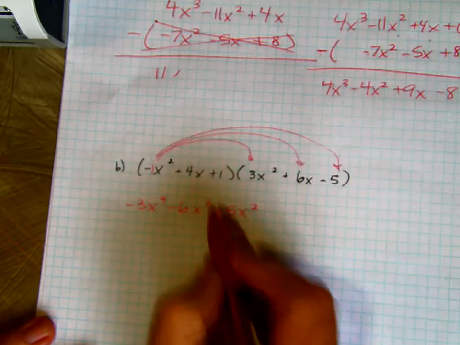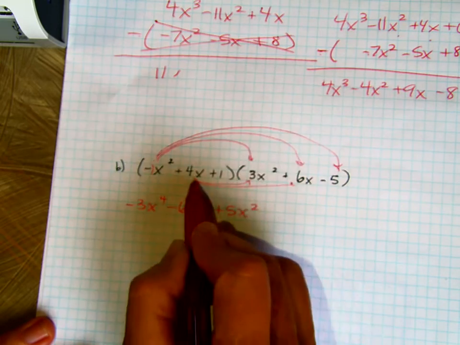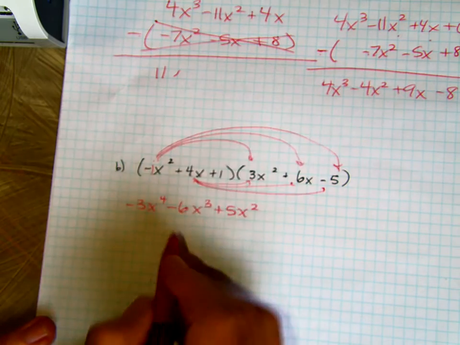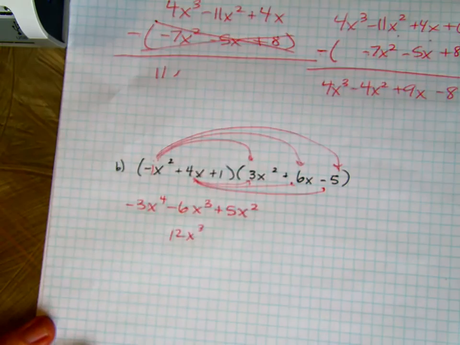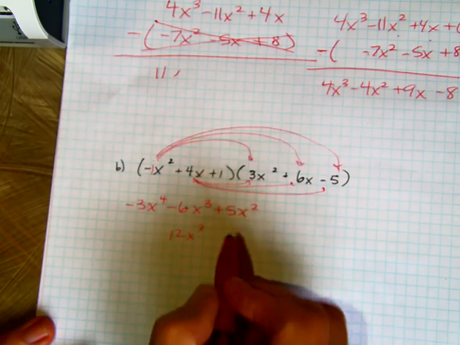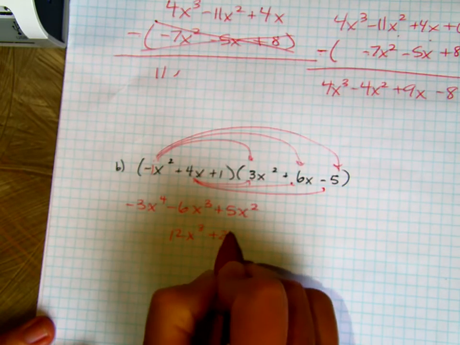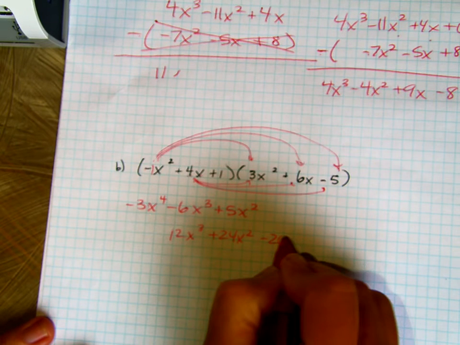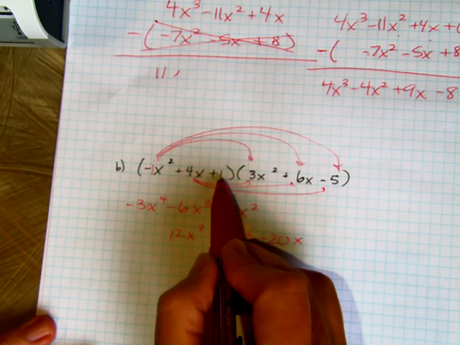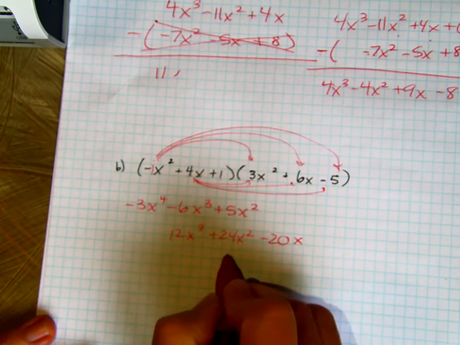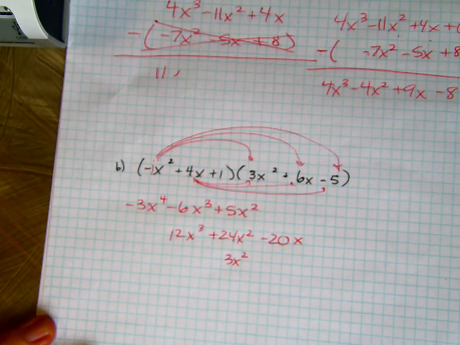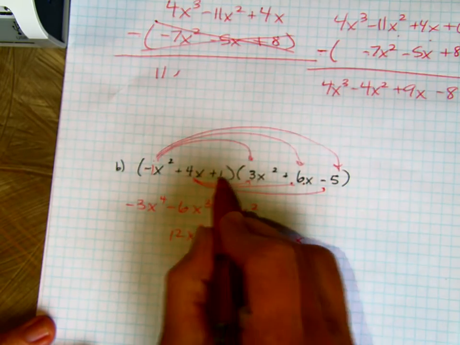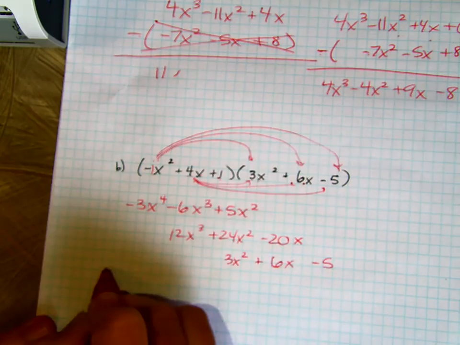Now I'm going to do 4x. 4 times 3 is 12, x cubed. So I'm going to put that in the x cubed column. 4 times 6 is 24, x squared. 4 times negative 5 is negative 20x. And then I'll do 1. 1 times 3x squared is 3x squared. Put it in the x squared column. 1 times 6x is 6x. 1 times a negative 5 is a negative 5.